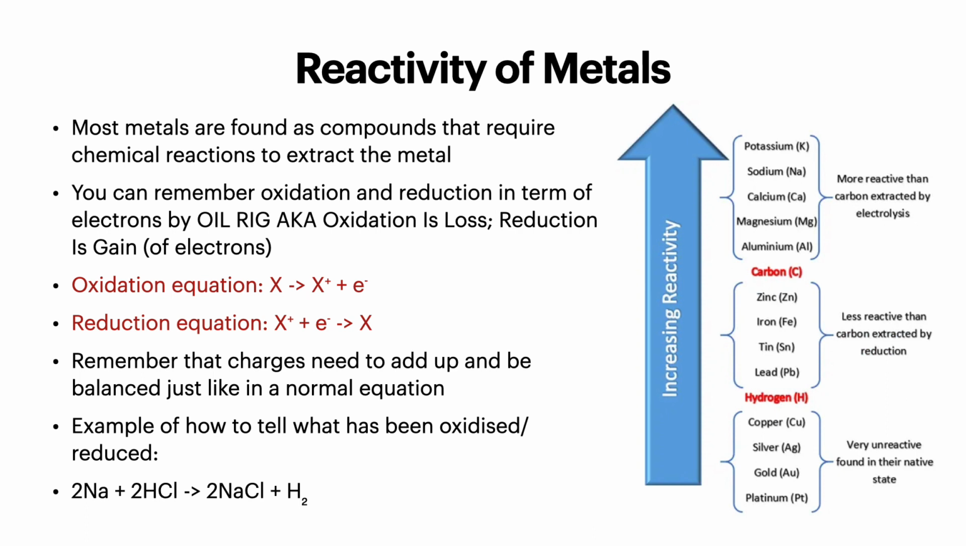Most metals are found as compounds that require chemical reactions to extract the metal. Again, you can see here another demonstration of how reactivity works. Essentially, potassium is the most reactive out of these elements, whereas platinum is the least reactive. And based on their reactivity, you can see what we need to do to them to get them separated and by themselves. So potassium, to anything above carbon, has to be extracted by electrolysis. Anything between carbon and hydrogen is extracted by reduction. And then copper, silver, gold and platinum are so unreactive that they are just found in their native state in nature.